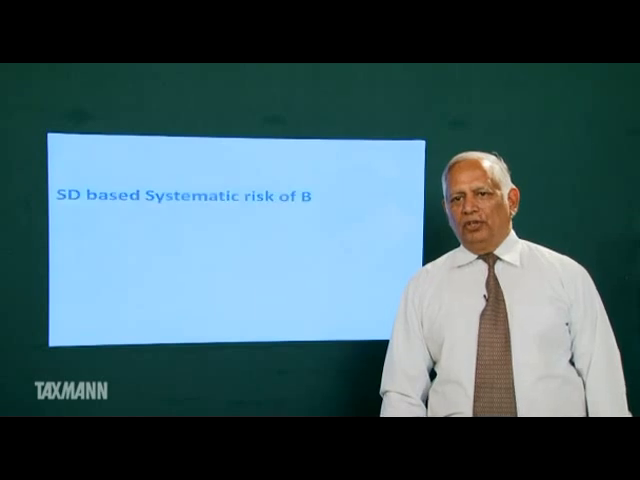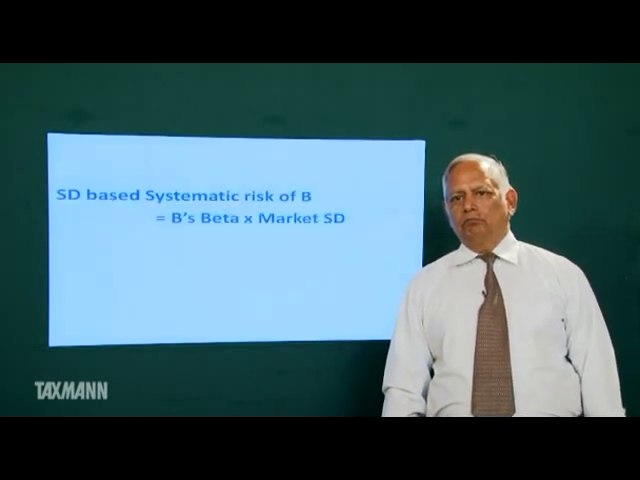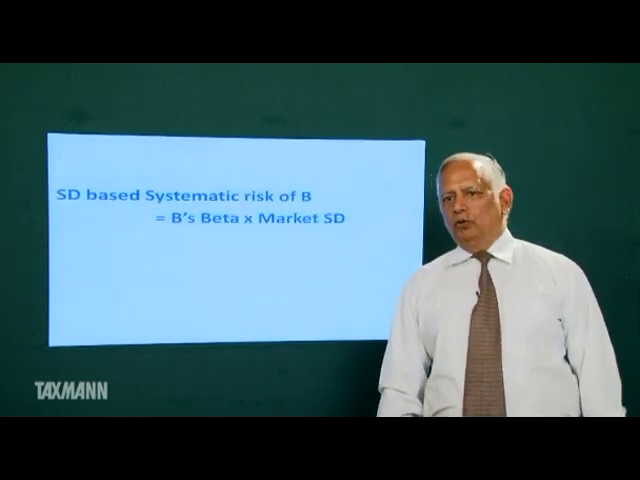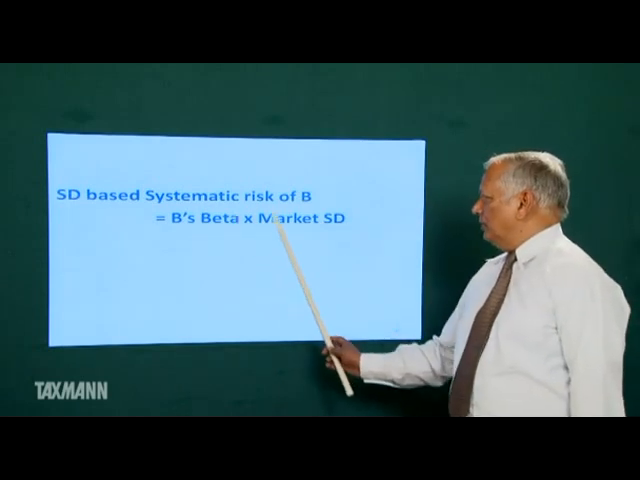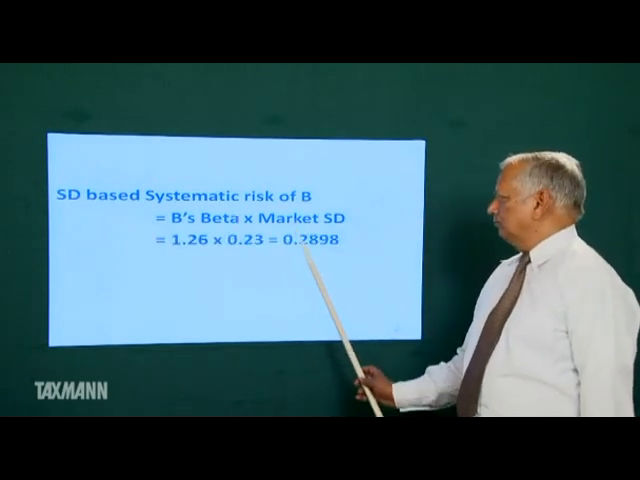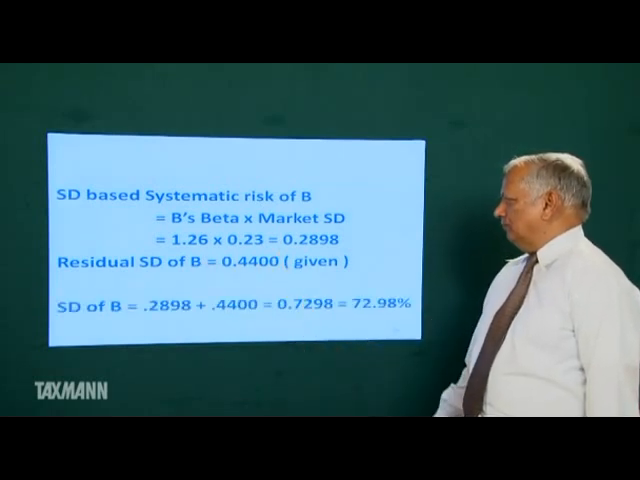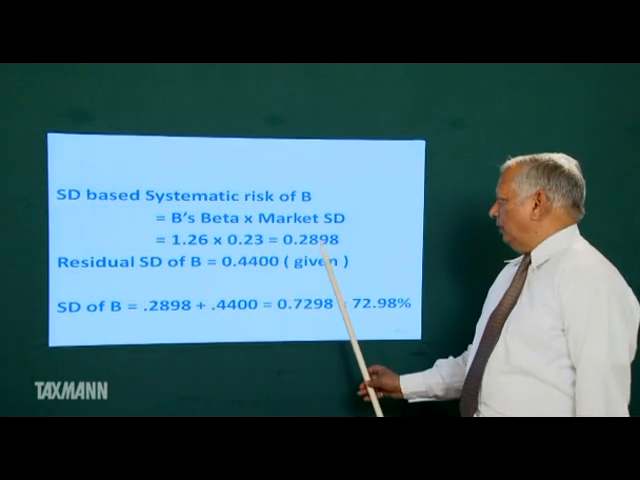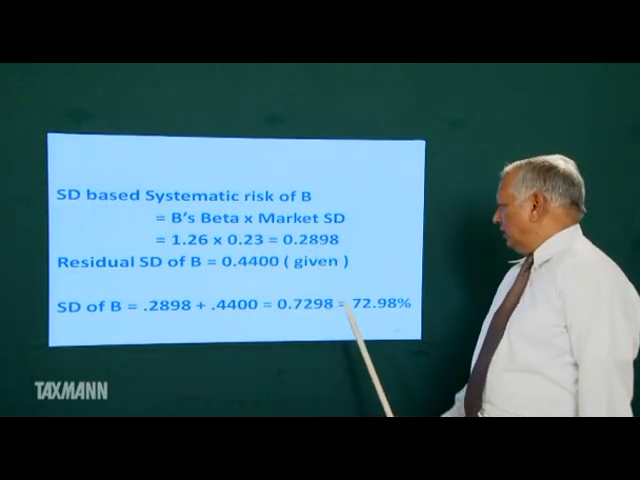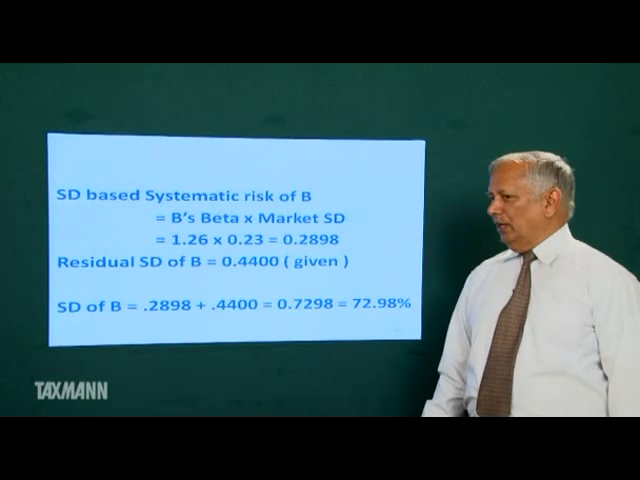Standard deviation of B security. B's beta into market standard deviation will give us B's systematic risk. Unsystematic risk of B is given in the question. So, standard deviation of B will be the addition of these two, that is 72.98%.